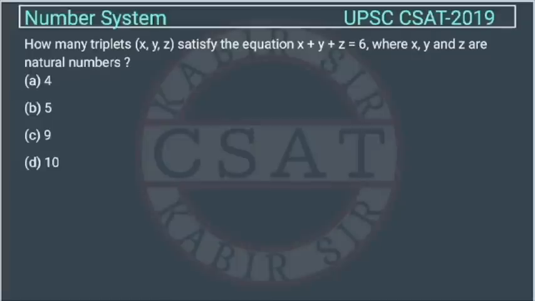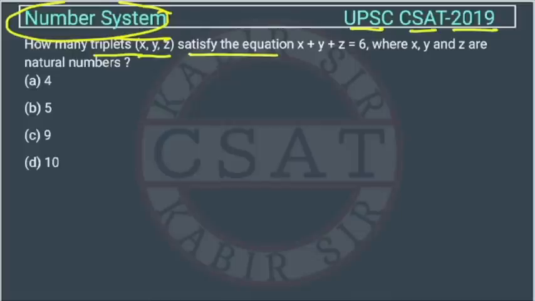This is a question from the number system chapter asked by UPSC in the CSAT paper of 2019. How many triplets XYZ satisfy the equation x plus y plus z is equal to 6, where x, y and z are natural numbers? So x, y and z are natural numbers and we have to find that they satisfy this equation x plus y plus z. So how many such triplets are possible, right? He is asking about the possible triplets we can generate, right?